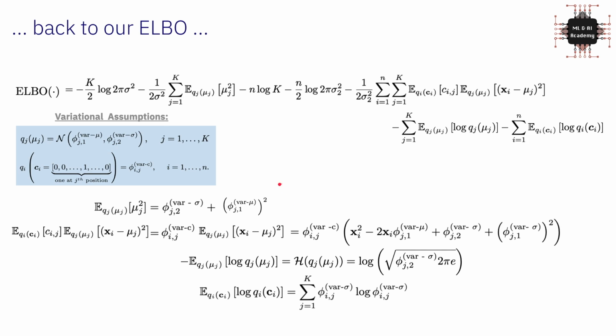All right, great. So now we have our ELBO, and what is super cool is that our ELBO is in fact described in terms of the unknown free parameters, right? We don't know the parameters phi_j1, phi_j2, phi_ij of var C, but now we have an optimization problem which we can maximize with respect to these free parameters. There are different ways to do that from here.